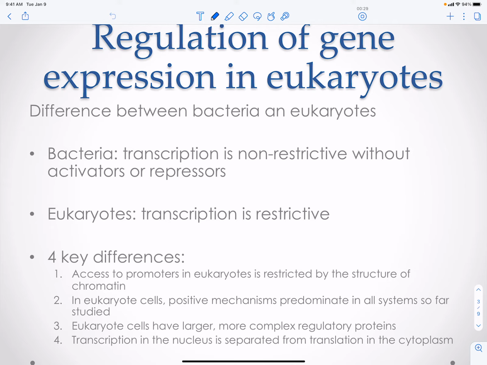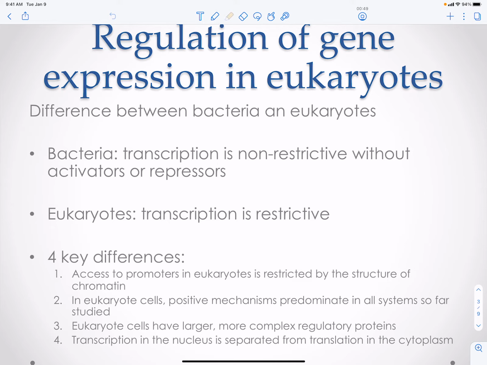In bacteria, you're going to have basically activators and repressors that are going to control the availability of an operon for transcription into functional genes. And then with eukaryotes, we're going to have restrictive transcription based on 4 key differences.